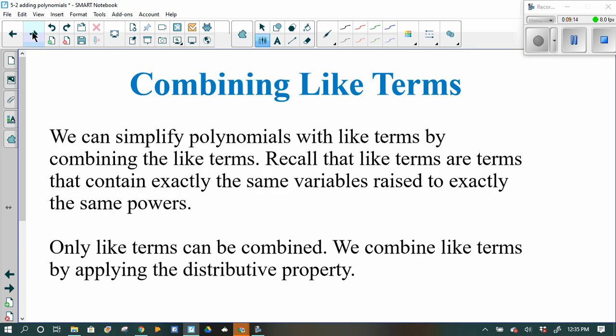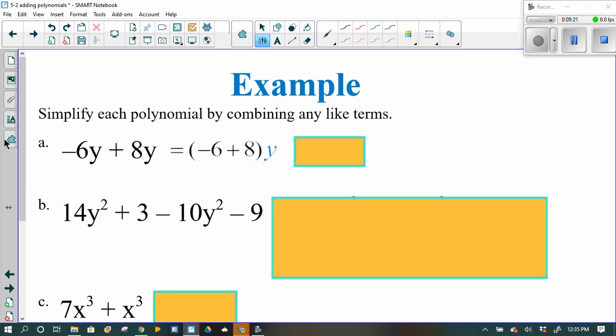All right, so we're going to combine like terms. Again, it's the same thing we did before. You combine what looks alike. So here I have negative 6y plus 8y. So since they both have a y, then basically you're just saying, what is negative 6 plus 8? Negative 6 plus 8 is 2y.